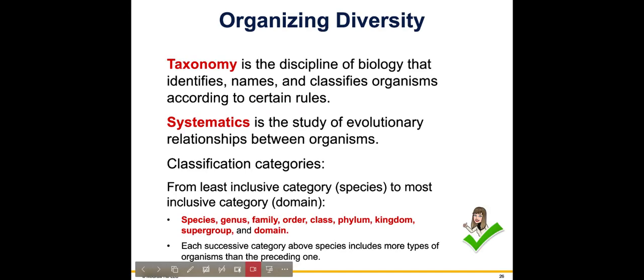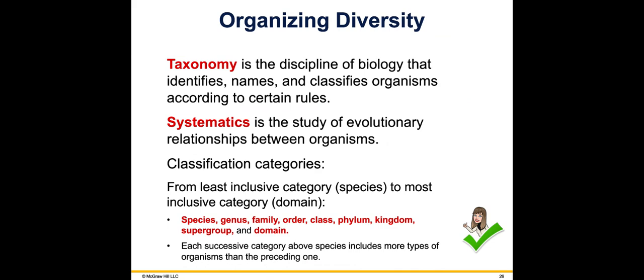We then want to organize that binomial nomenclatured set of things. So we have taxonomy, and that's the discipline in biology that identifies, names, and classifies living organisms according to some rules. There's also systematics, which is studying the evolutionary relationship that is between those different levels of taxonomy. We are going to go from the least inclusive at the species level to the biggest level, domain, and that would be species, genus, family, order, class, phylum, kingdom, supergroup, and domain.